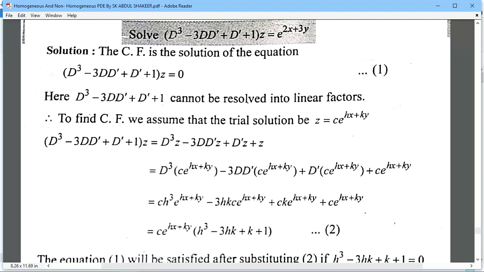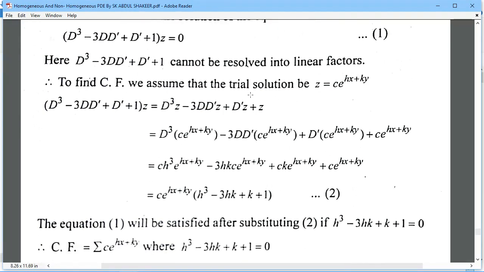First term order is 3, second term order is 2. So they do not have the same order. It is known as a non-homogeneous partial DE. Here the expression cannot be resolved into linear factors, so we can assume CF as the trial solution.